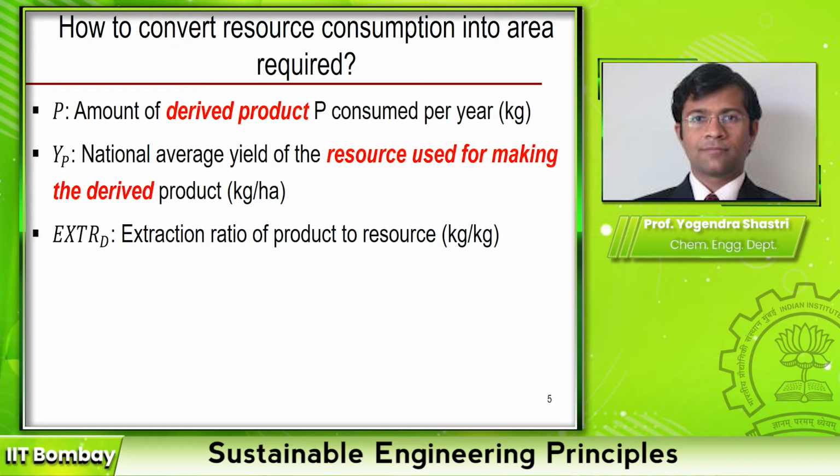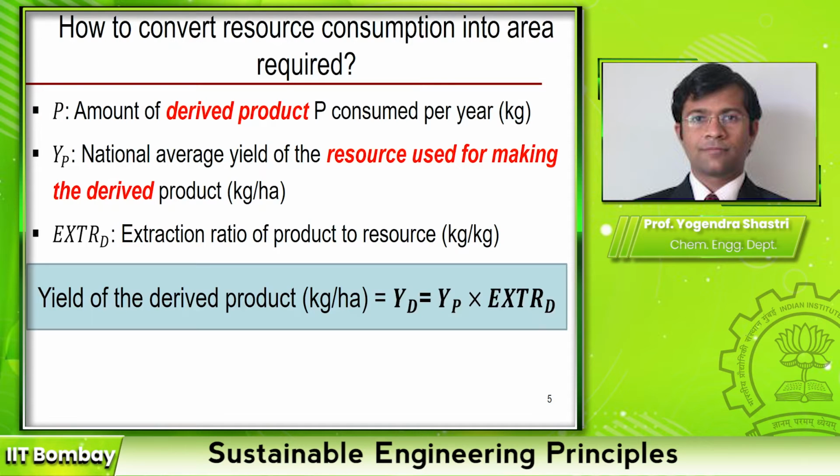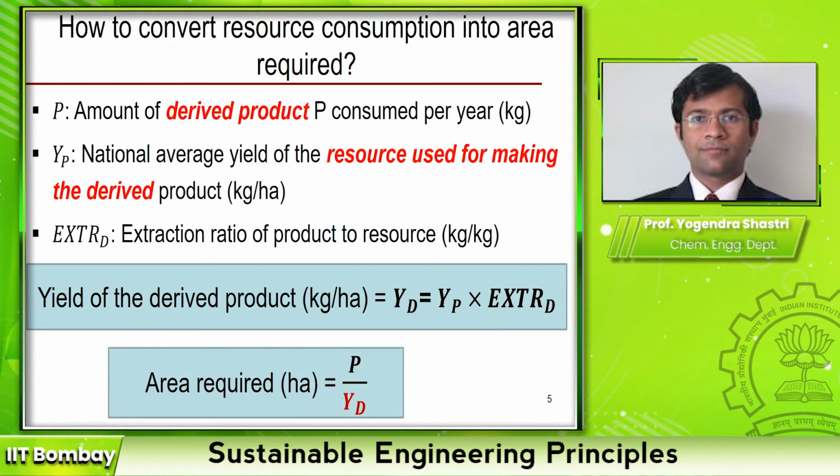So in other words, it captures the efficiency of converting the original resource into a derived product. Now the calculation is modified as follows. Based on these numbers, you calculate the yield of the derived product, yd, as the multiplication of yp into the extraction ratio, and the area required is now p divided by yd.